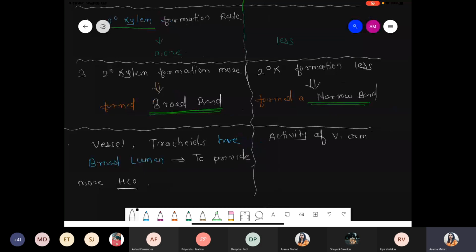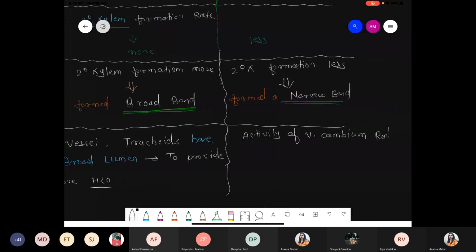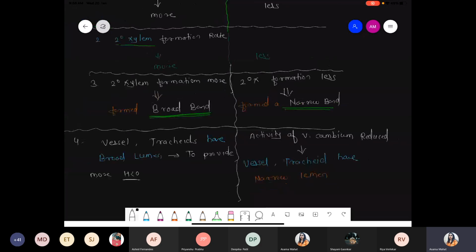Activity of the vascular cambium slows down, it gets reduced. And obviously, if it gets reduced, it means that the vessels as well as the tracheids, which are responsible for water conduction, become narrow. Now how will the lumen be? Narrow. And if there is a narrow lumen, it means they provide less water or no water. Because vascular cambium activity is very slow, there is no requirement of water, because what did the cells do? They stop their activity, they reduce their activity, so they are not showing the multiplication part.